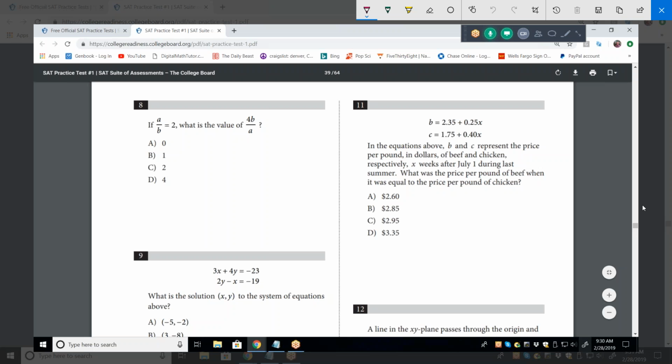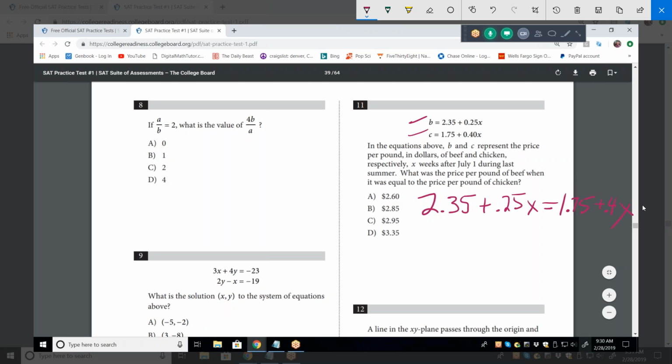Okay, so look at what they asked. What was the price per pound of beef when it was equal to the price of a pound of chicken? So what can I do? Do you like equal them to each other? Yeah. In other words, this is going to be the price per chicken or beef. That's the price per chicken. I'm going to let B equal C. So I come down here, and I'm going to let it equal. Now it becomes a simple algebra problem.